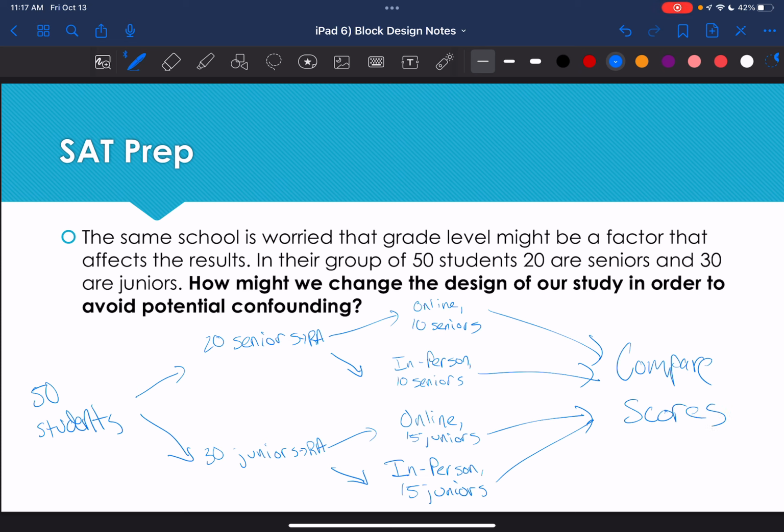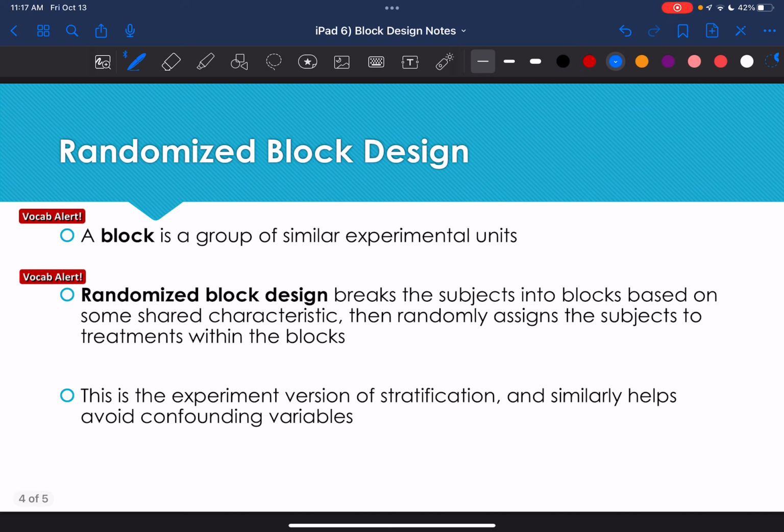We break up the group based on that thing that we are thinking might make them behave differently. A block is a group of similar experimental units. So for us, we had a block of juniors and a block of seniors. We blocked by grade level. Randomized block design breaks the subjects into blocks based on some shared characteristics and then does random assignment within the blocks. It's kind of the experiment version of stratification, like I said, and helps avoid some confounding variables.